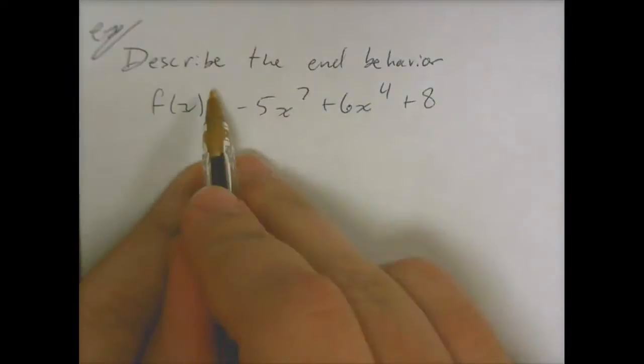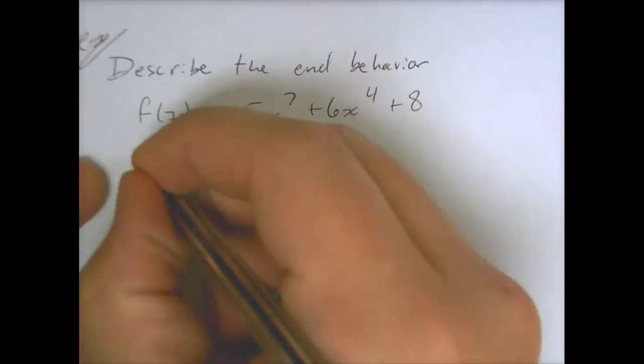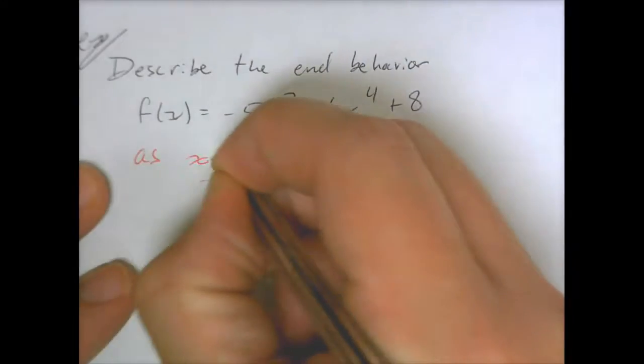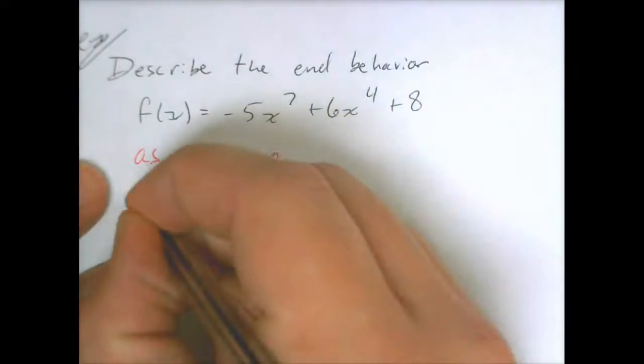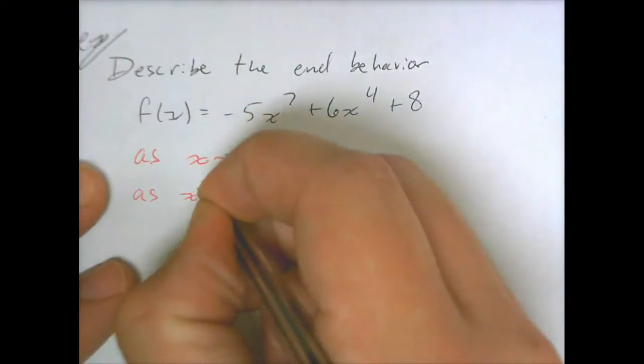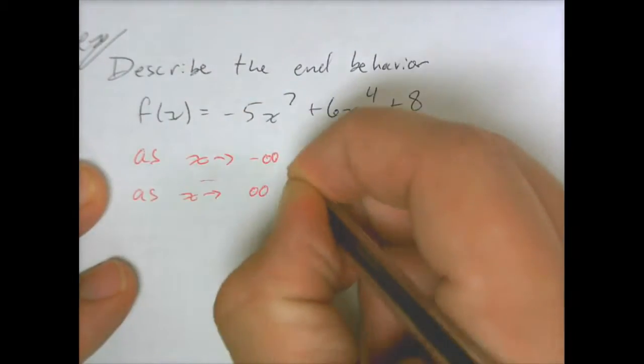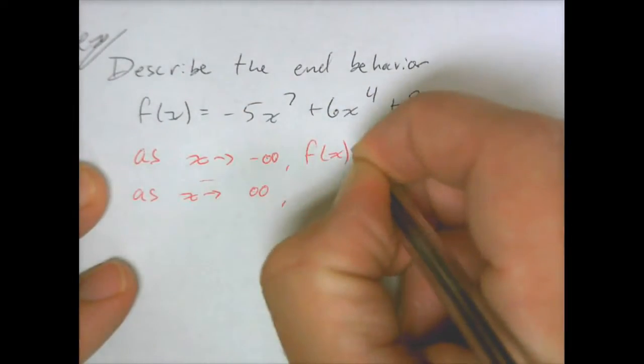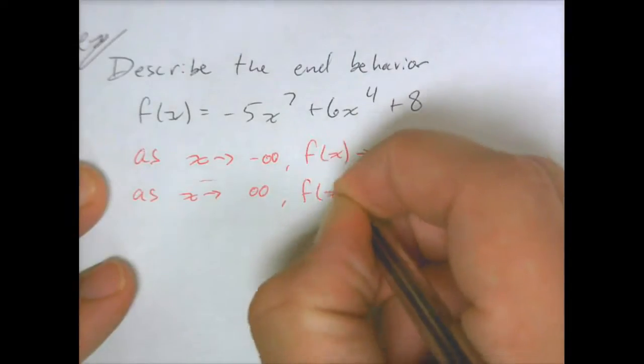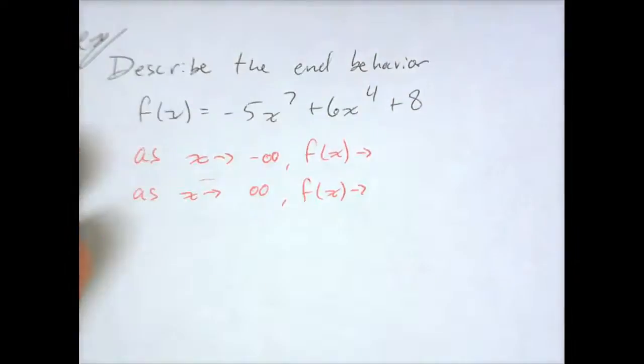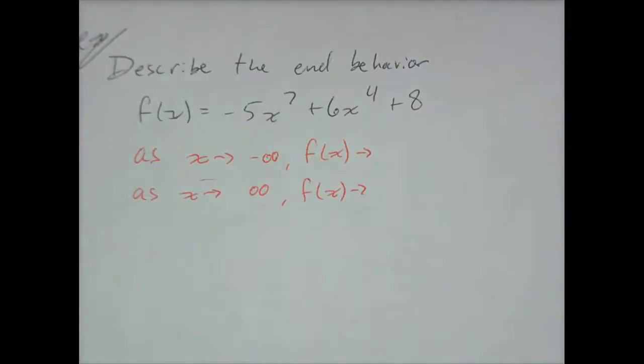Okay, so with this, describe the end behavior. We know with the end behavior, we're going to at least say as x approaches negative infinity, and as x approaches infinity, y, or f of x, approaches, and then I'm just going to be pretty much filling in the blank.